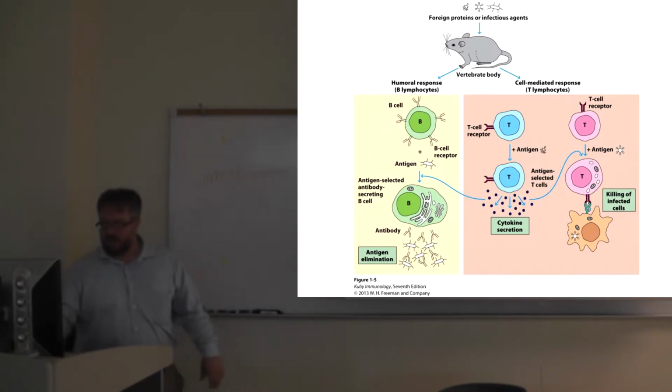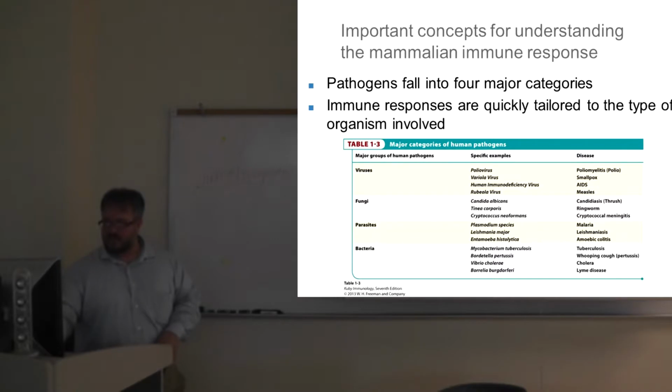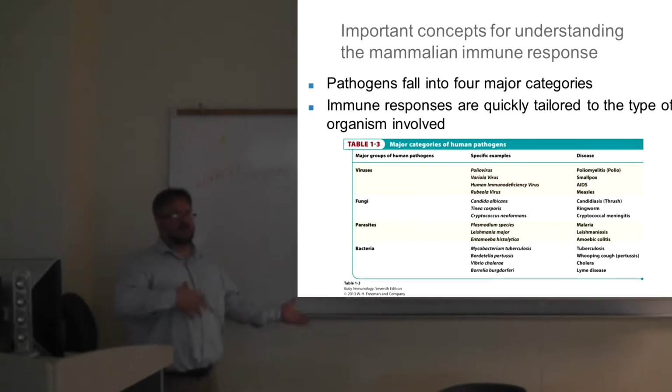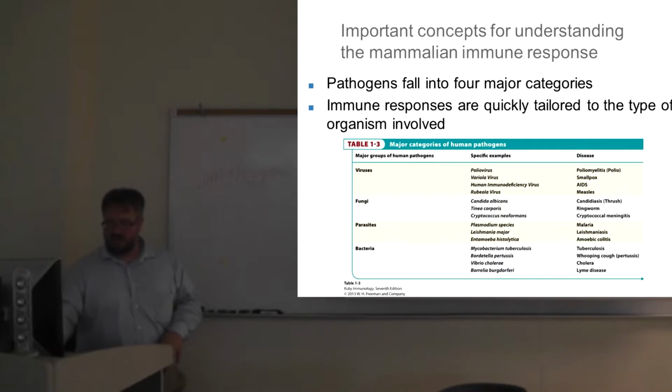And so that's your T cell response. Those are the two arms of that. It's important to understand the major groups or categories of pathogens, so that when we talk about humoral or cellular responses, you can think about which one my body would rather have. Viruses, for example, could be poliovirus or variola virus.